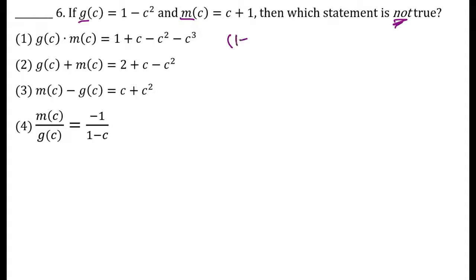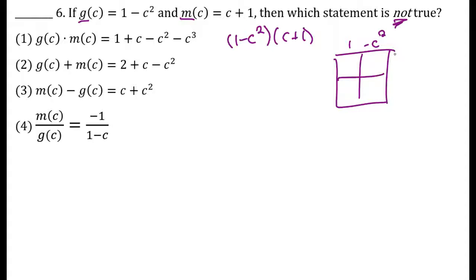So I need to do 1 minus c squared times c plus 1. The quickest way to do this is going to be to make a table. 1 minus c squared, c plus 1. 1 times c is c, minus c cubed, 1 minus c squared. So I have 1 plus c minus c squared minus c cubed. So choice 1 is correct. It drives me crazy that it's not written in standard form, but it will live.